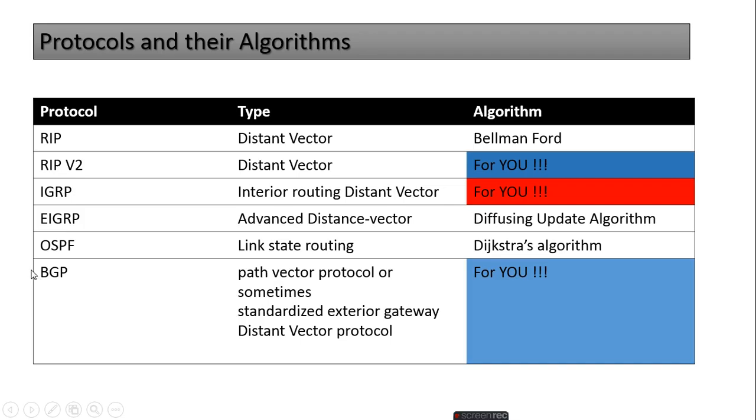And again, I want you to find what algorithms are used in BGP, border gateway protocol. It's a type of path vector protocol, or sometimes it's known as a standardized exterior gateway distance vector protocol. So find these algorithms and just know the basics of how they work. You don't need to do any calculations with it or learn anything by heart. Just remember the algorithms. If some protocol has multiple algorithms, remember how they work, or just try to understand how they work.